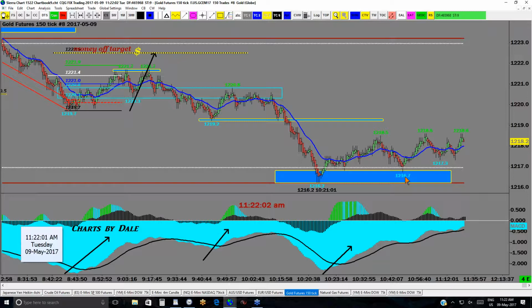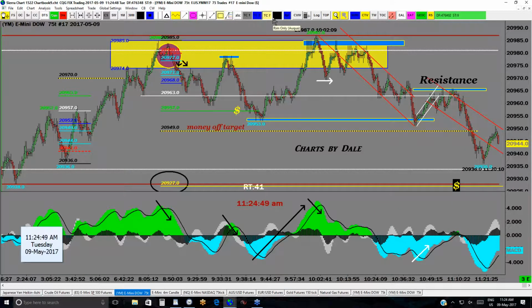1216.7. So this is what you get in a running daily synopsis of what the markets are doing right this moment, so you can have better entries and exits in the trade room every day.